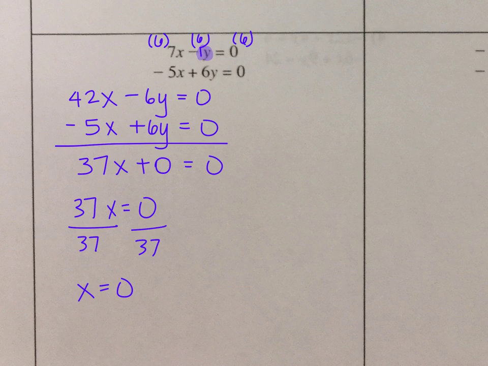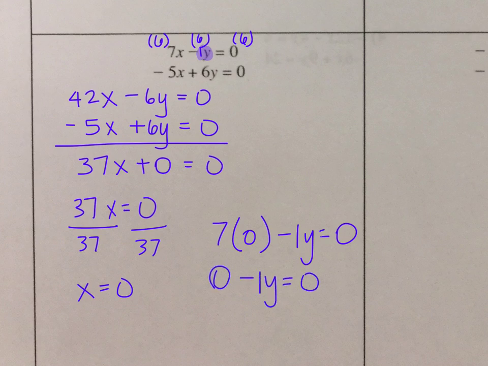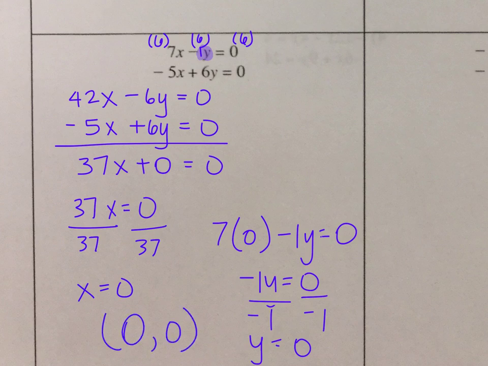I'm going to take that 0 and plug it in up top. 7 times 0 minus 1y equals 0. 7 times 0 is 0. Minus 1y equals 0. I don't really need to write that 0. So negative 1y, I'm going to divide by negative 1. And I get y equals 0. So your final answer for this is 0, 0, which is the origin.